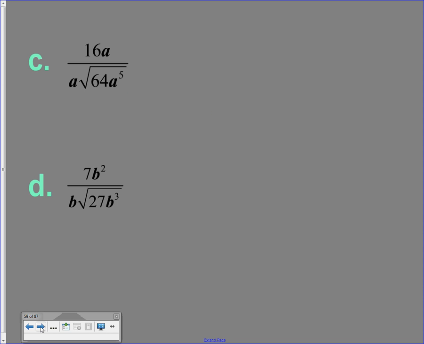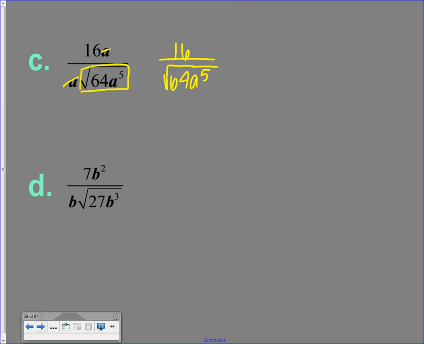Part C. I've got 16a over a times the square root of 64a to the 5th. Again, you're going to treat this piece like a variable for now. See if you can reduce around it. Hopefully you realize that those a's cancel right off the bat. So now I've got 16 over the square root of 64a to the 5th.